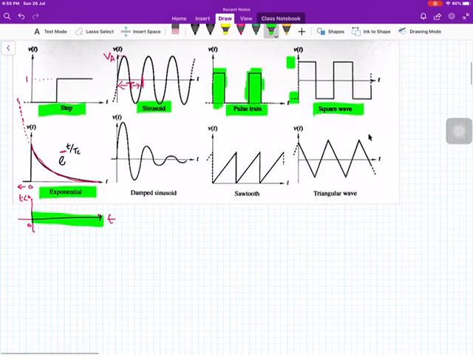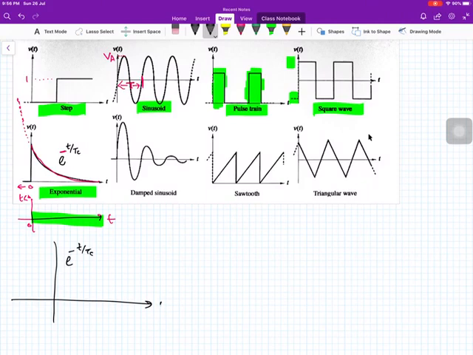But if we draw e to the power minus t over Tc, its waveform will be like this. When t is equal to 0 seconds, this is equal to 1, and for negative and positive t, it will be like this. So I'm just sketching it over here.